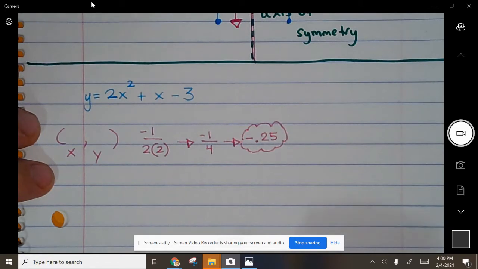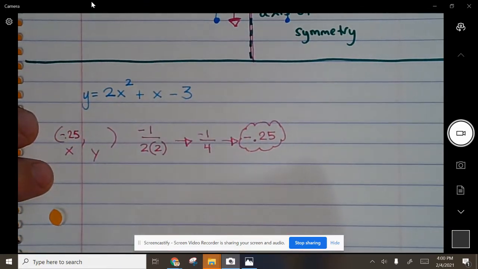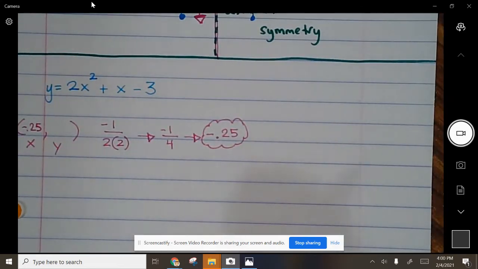How about that? So negative 0.25. Don't run away from the challenge. Don't be scared. Let's go. Okay, now let's plug it in.